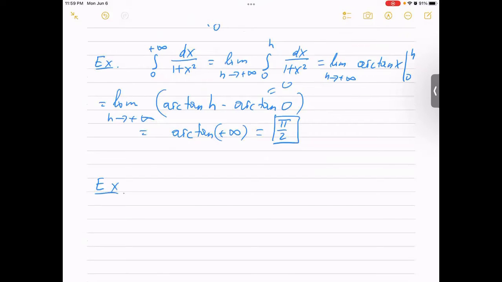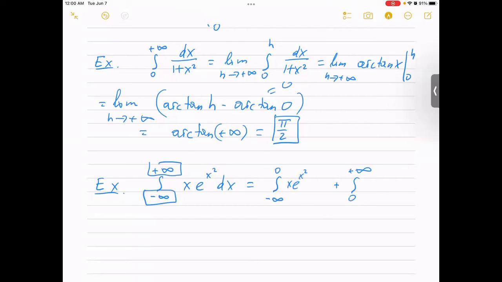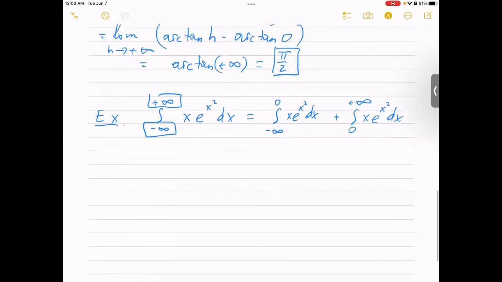Next example, we have the integral from negative infinity to plus infinity of x e to x squared dx. So we have here two trouble spots, negative infinity and positive infinity. So we're going to break that into two integrals, from negative infinity to something, to plus infinity. And that something is going to be a number between negative infinity and plus infinity, and usually we choose 0 for that number. Copy the function to integrate. Then we're going to pay attention to each of these integrals separately.